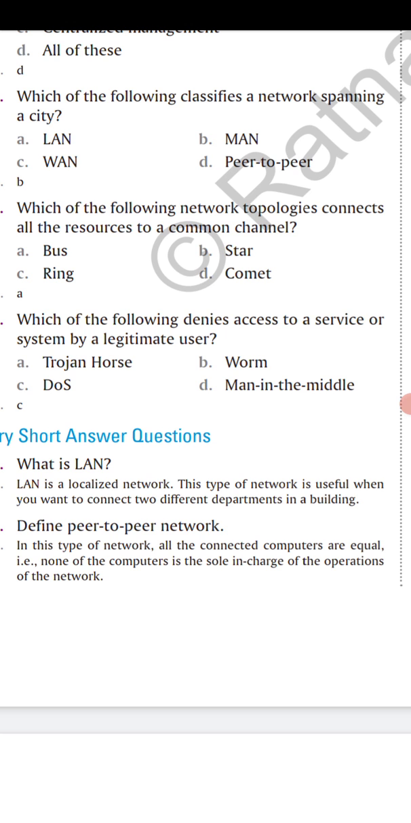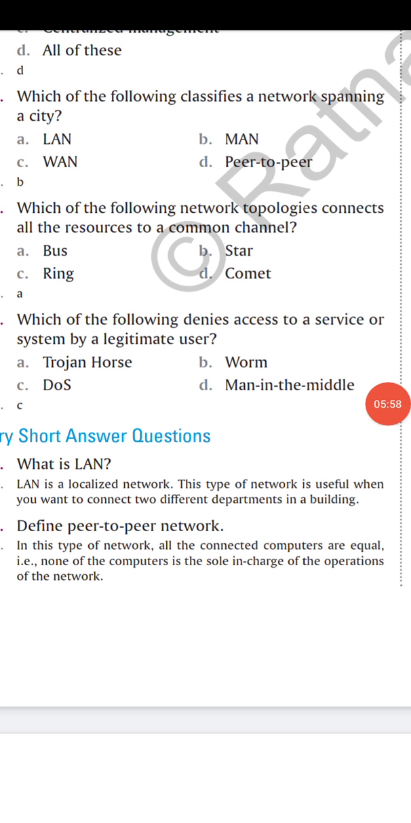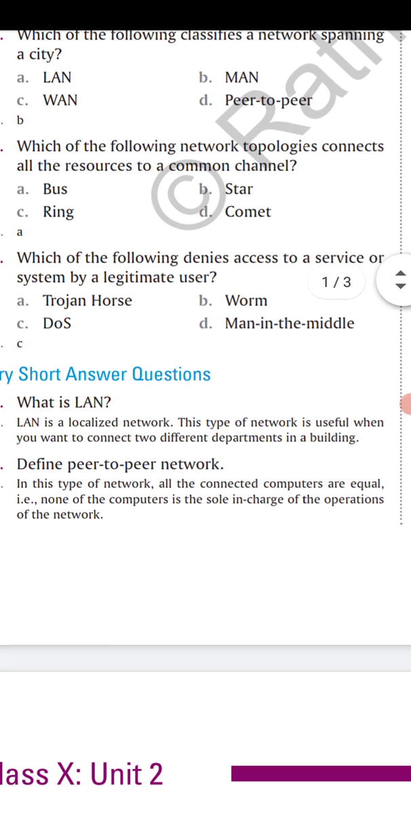In board exams, many times these questions are asked here. So students, you should see there are very important topics, very important questions here. First of all, according to the book, you can see there is a very short answer type question, mentioned first of all: what is a LAN?